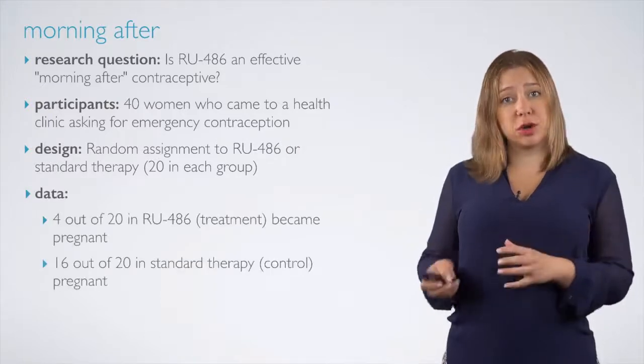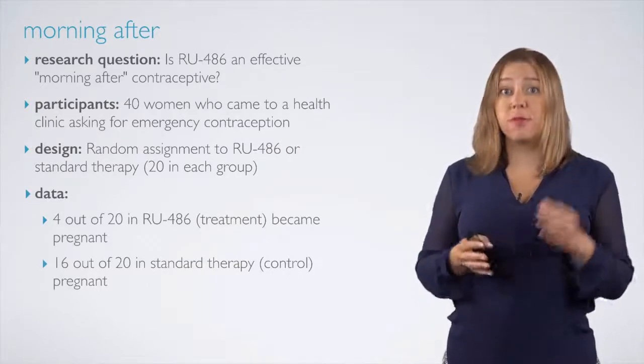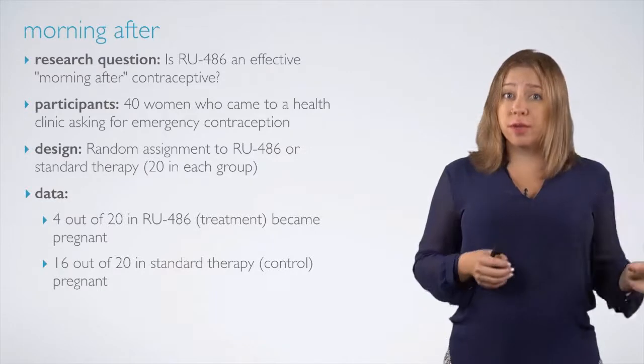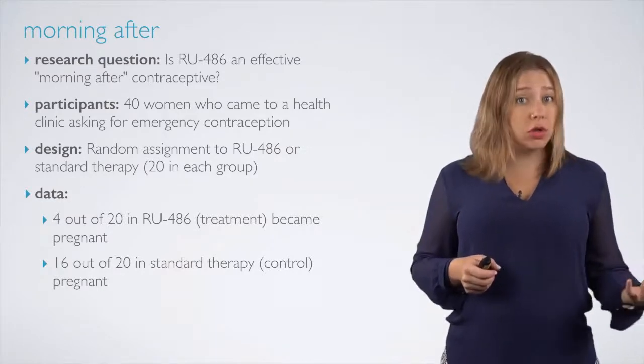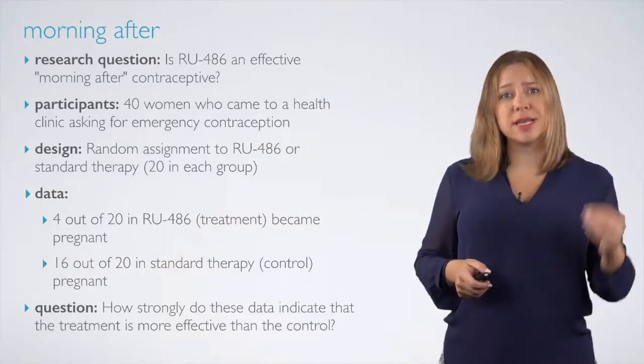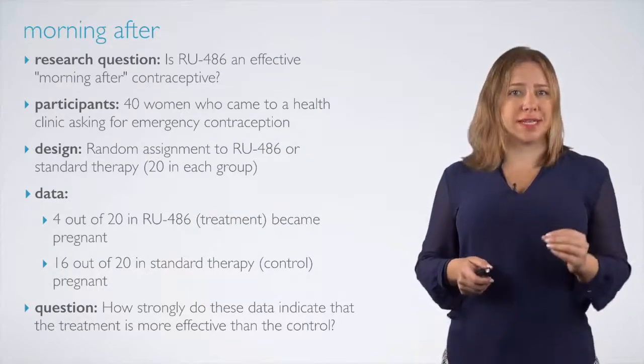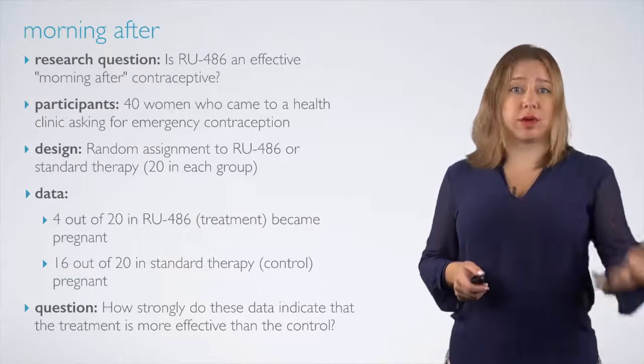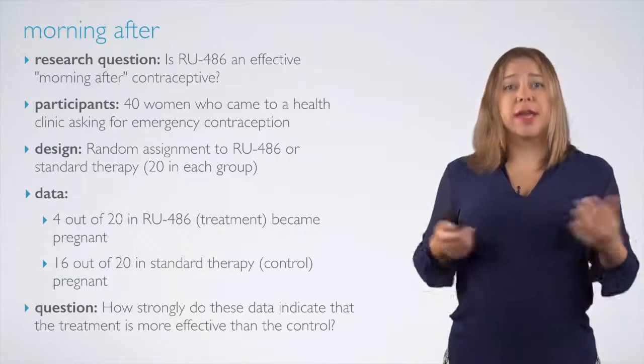Of the women assigned to RU486, the treatment group, 4 became pregnant. Of the women who received the standard therapy, the control group, 16 became pregnant. The question we want to answer is, how strongly do these data indicate that the treatment is more effective than the control? Here's the framework.